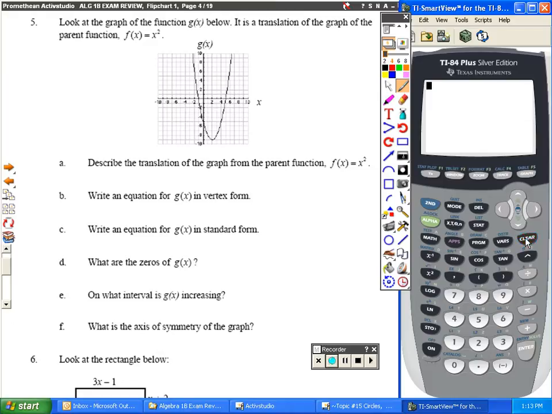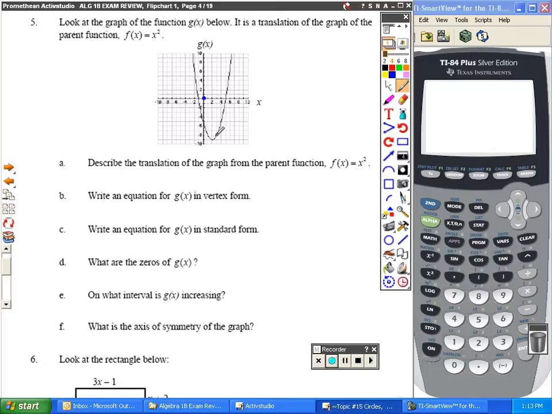Question number 5. When I looked at this graph, I could tell it was a parabola, but a normal parabola would cross right here at 0, 0. So this parabola has actually been moved. It looks to me like it's been moved 2 to the right, and it's been moved 1, 2, 3, 4, 5, 6, 7, 8, 9 down. And I think that's the answer to the first one.